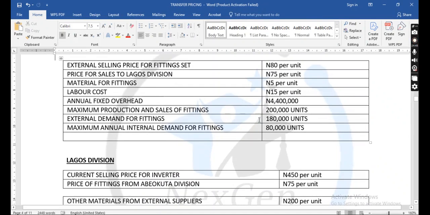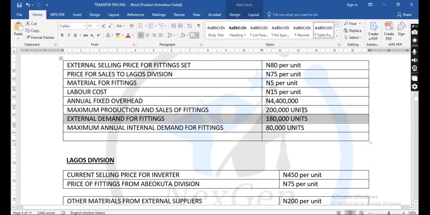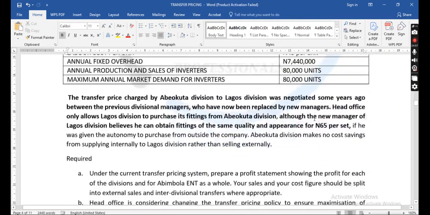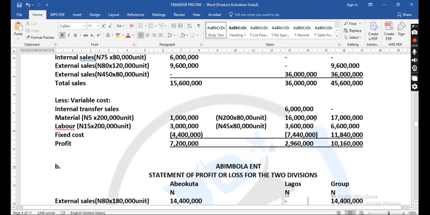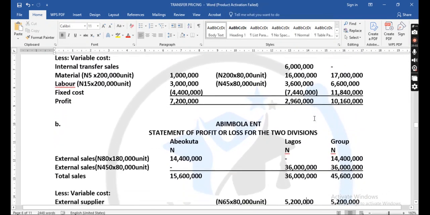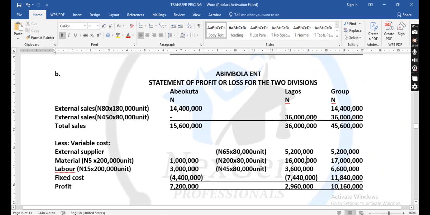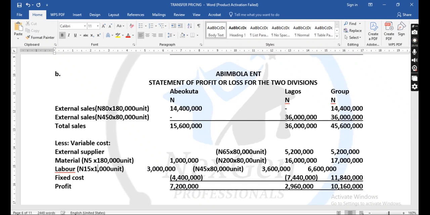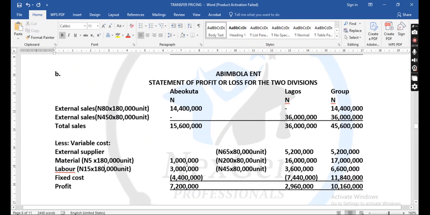Okay, now it's 180, right? Because they have the maximum capacity to produce 200 units, but the demand is 180. So definitely they have to produce based on their demand. If not, the remaining 20,000 units we just waste. So in this case, we have 180 because that is the material that we use to produce it, right?